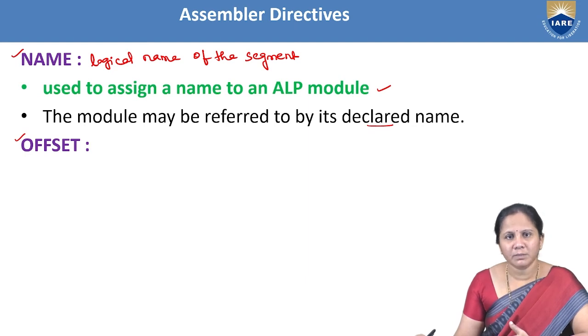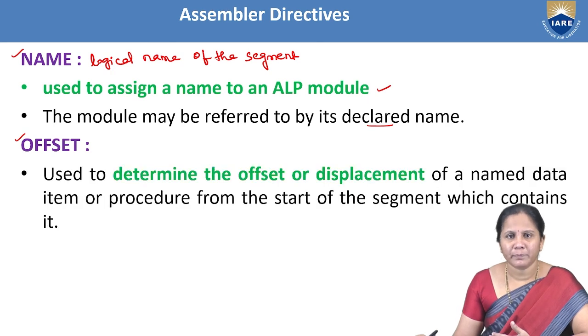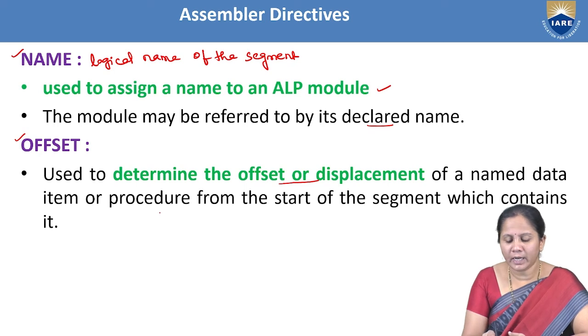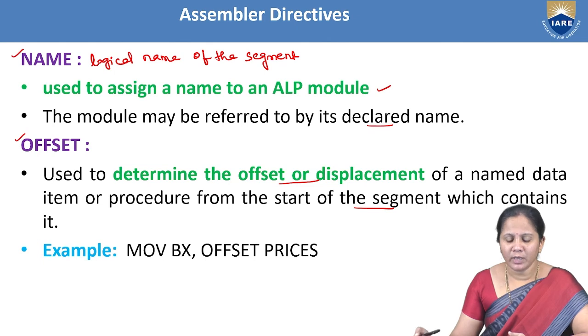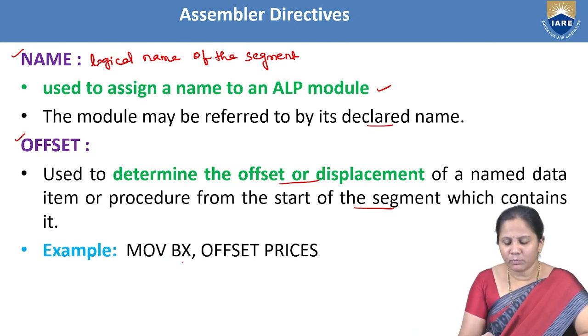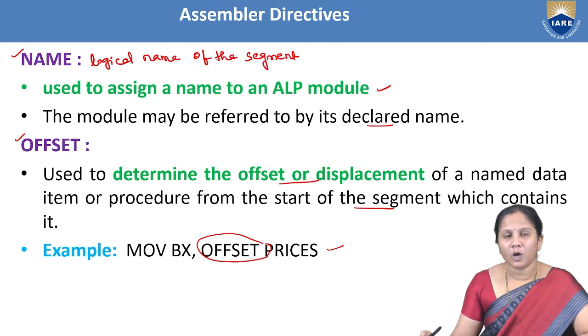And the next assembler directive is OFFSET. We know offset means it is the assembler directive which is going to show the displacement. This is an assembler directive which is used to determine the displacement or offset of a named data item or procedure from the start of the segment which contains it. For example, if you are writing MOV BX, OFFSET PRICES, here OFFSET is the assembler directive which is going to indicate the value of a displacement.